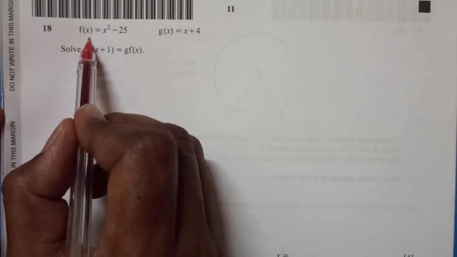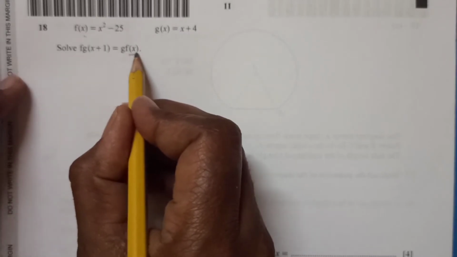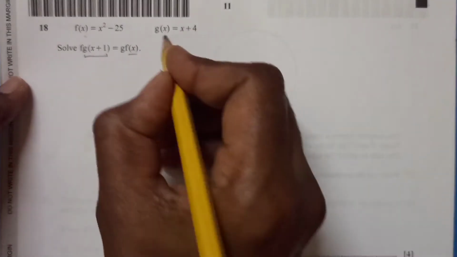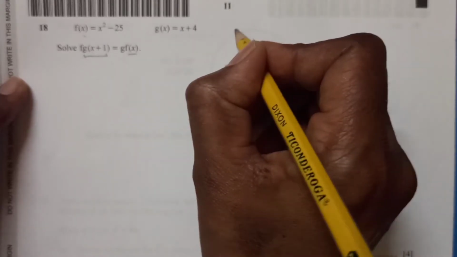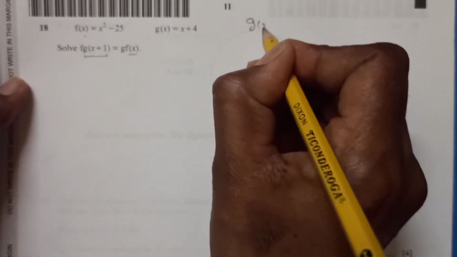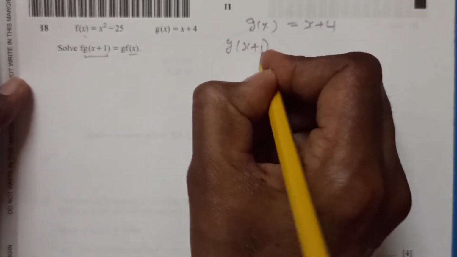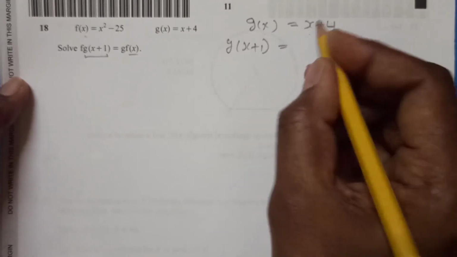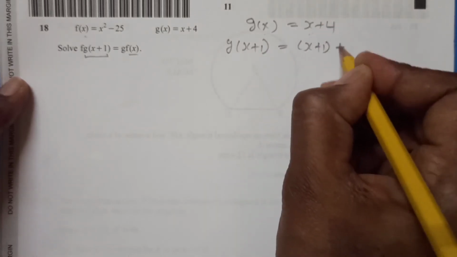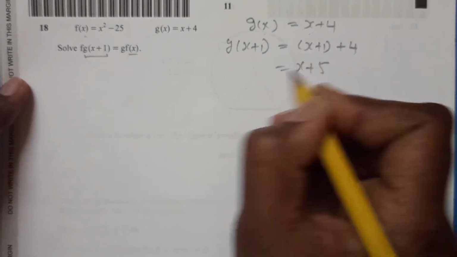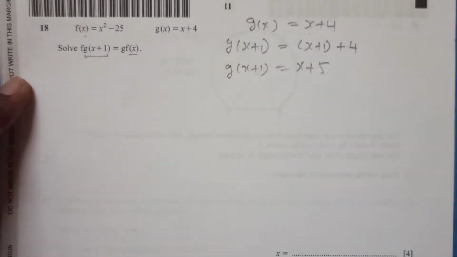Question 18. This is a question from functions. So we have f(x) and g(x) given. Solve f(g(x) plus 1) and g(f(x)). So the first one, f(x), we can easily write down. Now we need this g(x) plus 1. You know that g(x) is x plus 4. And we are looking for g(x) plus 1. So that means we are going to replace x by x plus 1. So x plus 1, this 4 as it is. So this is x plus 5. So g(x) plus 1 is x plus 5.